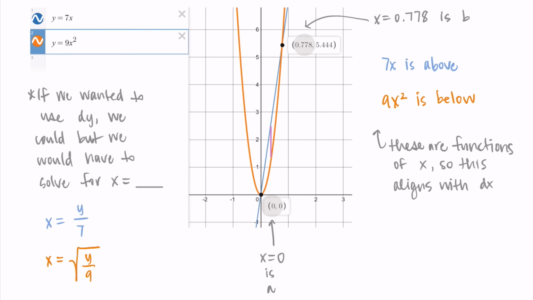Okay, so we have figured out step 1. We're going to use dx as our variable, or we're going to use x as our variable, which means integrating with respect to x, and now we just need to set up the integral and then evaluate. So for my bounds, I'm looking at the integral from 0 to 0.778, and I'm taking the above function, 7x, and subtracting the below function, 9x squared. And this is an integral with respect to x.